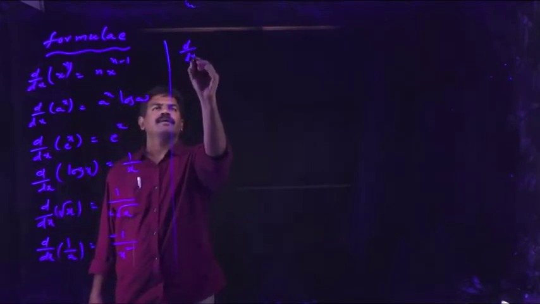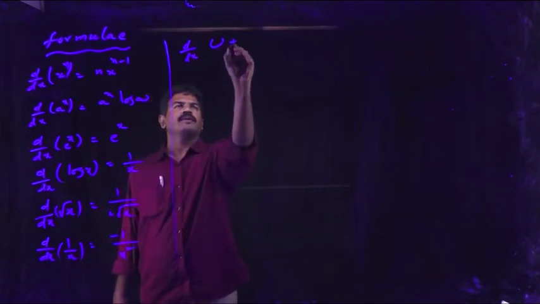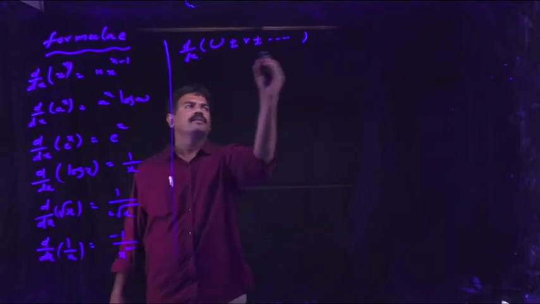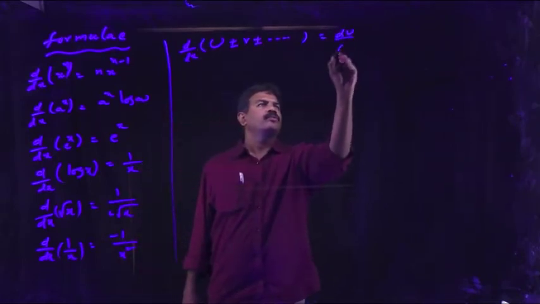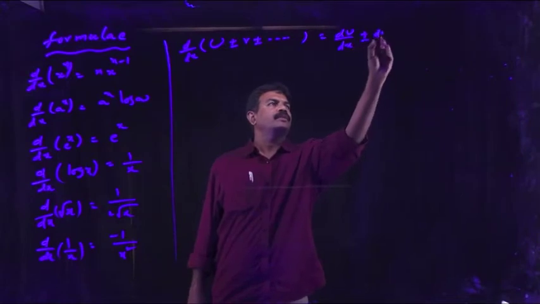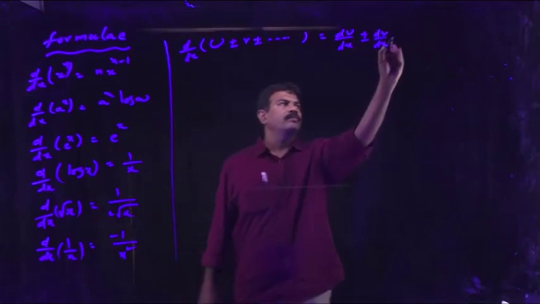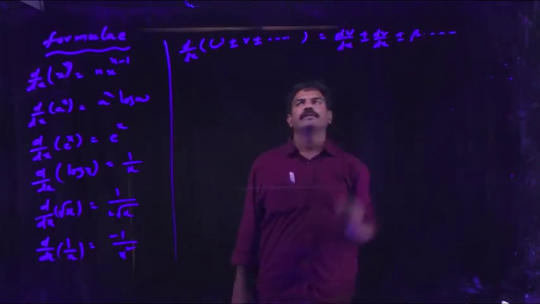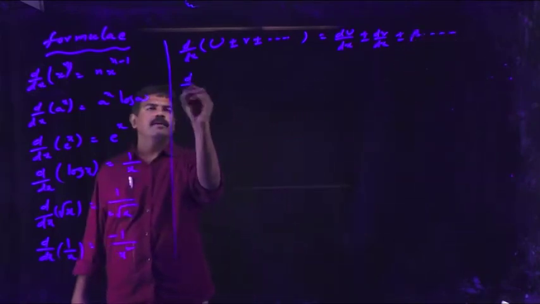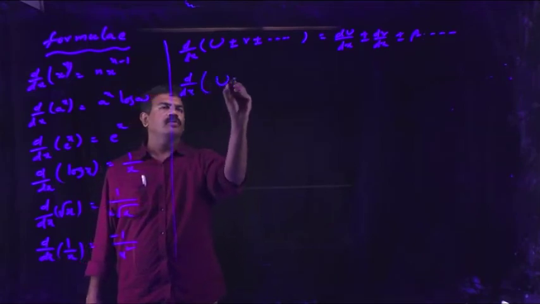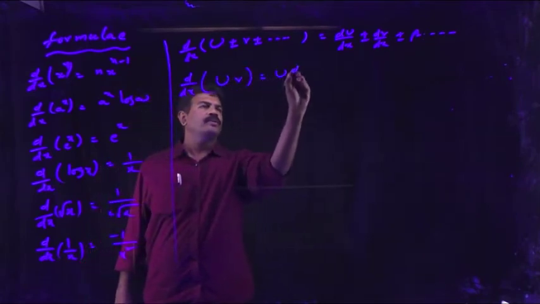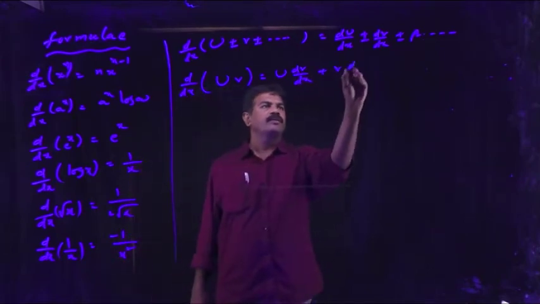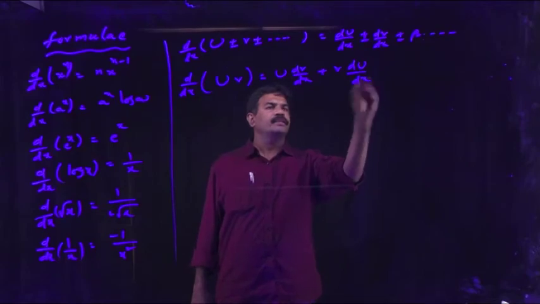d by dx of u plus or minus v plus or minus and so on is equal to du by dx plus or minus dv by dx plus or minus and so on. d by dx of uv is u into dv by dx plus v into du by dx.